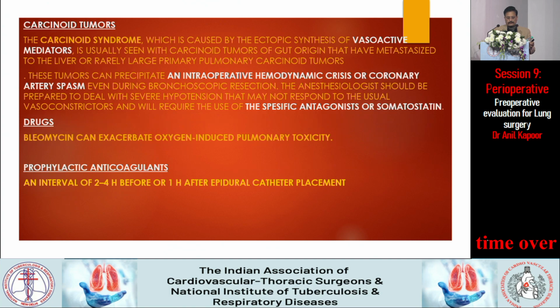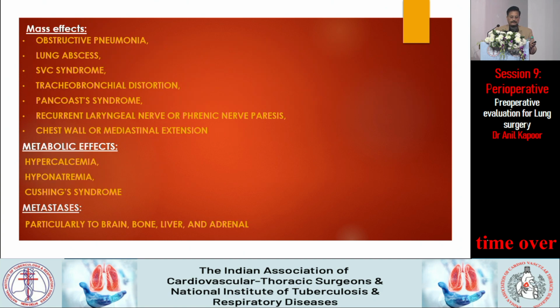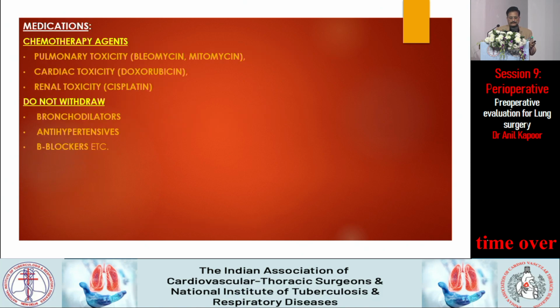So I'll just go hurriedly. When you are operating for carcinoid, sometimes they secrete vasoactive mediators, and drugs like bleomycin exacerbate oxygen-induced pulmonary toxicity. Mass side effects you should always consider. Metabolic effects in cases of tumors, like hypercalcemia, hyponatremia, Cushing syndrome, and metastasis, should all be considered. Some drugs like bleomycin, mitomycin C, doxorubicin, and cisplatin should also be considered in the preoperative phase.